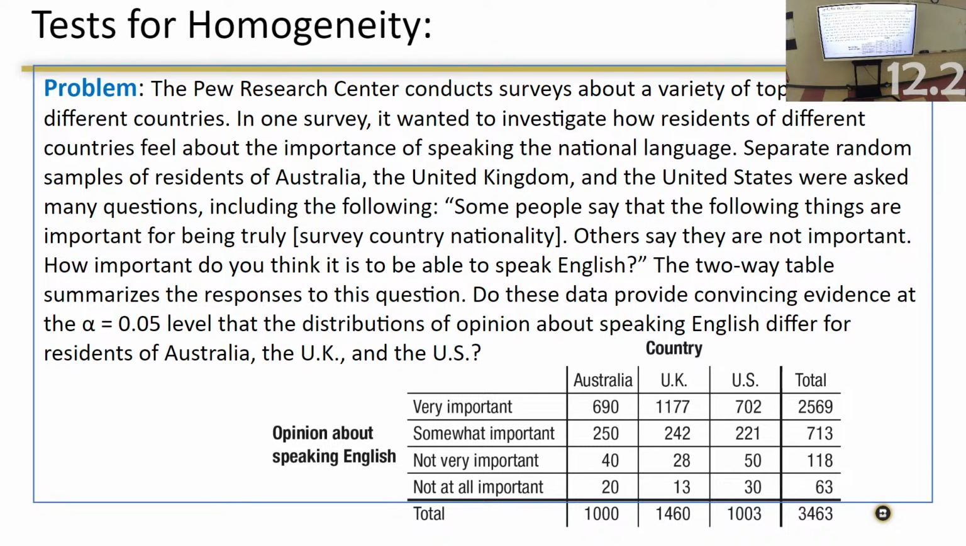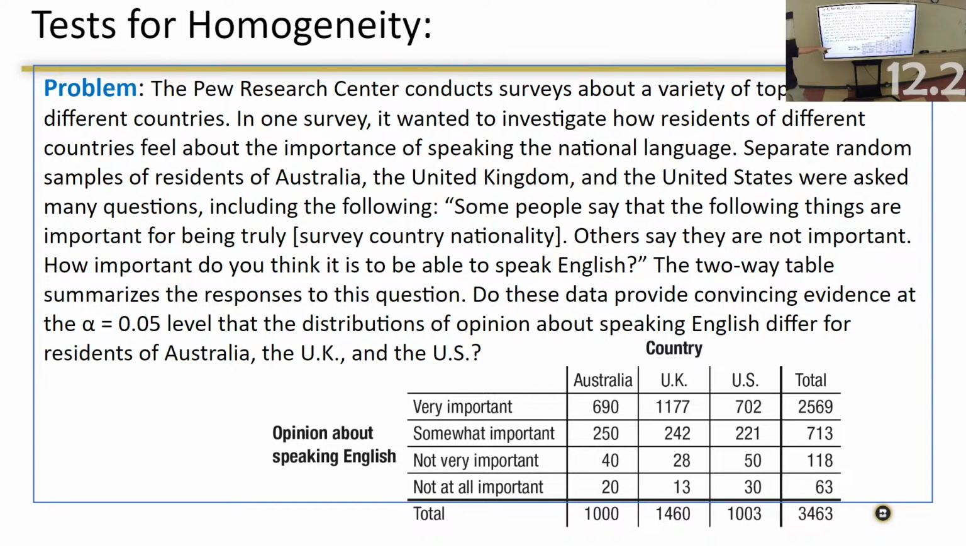Do these data provide convincing evidence? I got to do the full-blown write-up. I got to talk about the conditions. I got to do some calculations. I got to do a conclusion, and I got to have a Ho and a Ha. Anytime I talk about convincing evidence, those are the four things you better have. And then there's my Ho and my Ha, right?